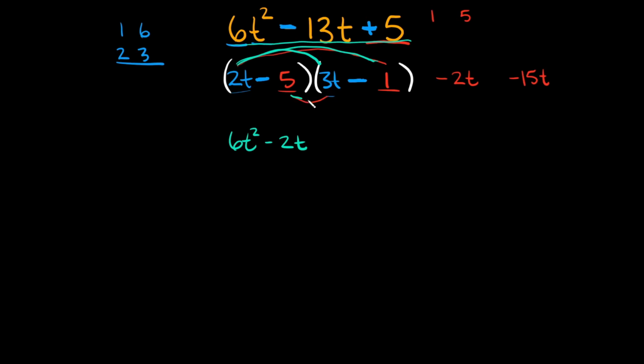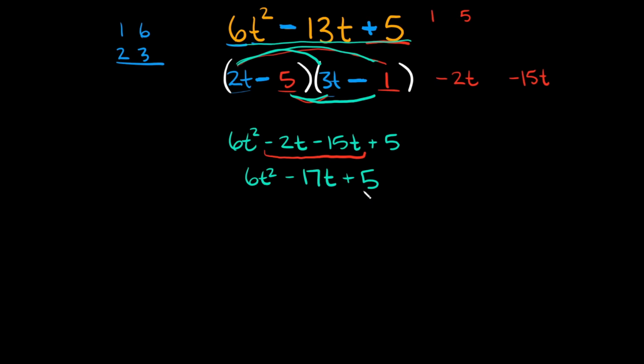And then we're gonna go inner, so negative 5 times 3t is equal to negative 15t. And then we're going to go last. So negative 5 times negative 1 is equal to positive 5, right? So plus 5. All right, so then simplifying this, we're going to get 6t squared, and then we can combine these two terms right here, right? Negative 2t minus 15t is equal to negative 17t. Okay, so negative 17t, and then we have plus 5 at the end.